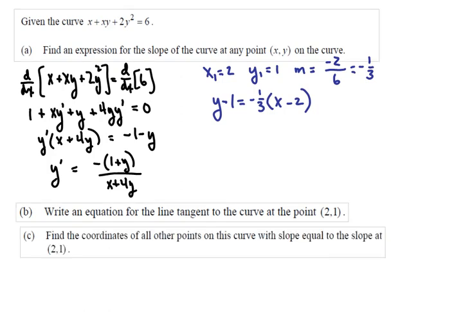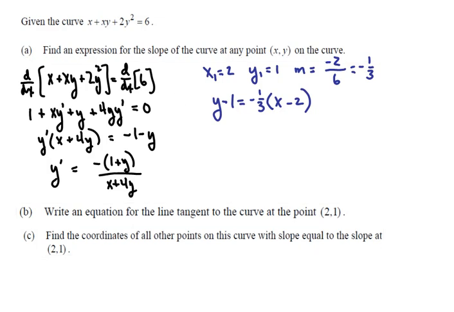So that's part B. For part C, we want to find the coordinates of all other points on the curve that have the same slope, that have curve with slope equal to the slope at 2, 1, which means negative 1/3. Since the slope is negative 1/3, we set the derivative equal to that, and the negatives will cancel.